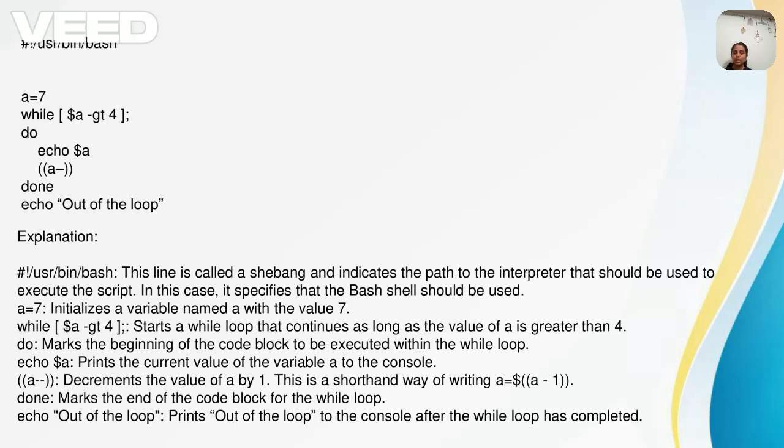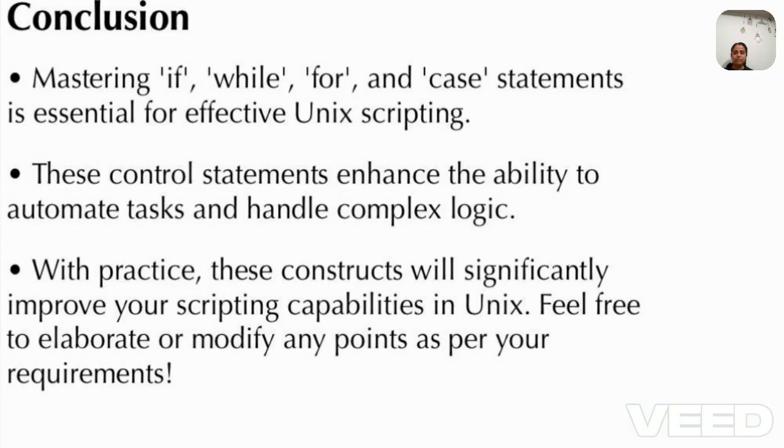Echo $a prints the current value of the variable a to the console. a-- decrements the value of a by 1. This is a shorthand way of writing a equals $a minus 1. Done marks the end of the code block for the while loop. Echo "out of the loop" prints out of the loop to the console after the while loop has completed.